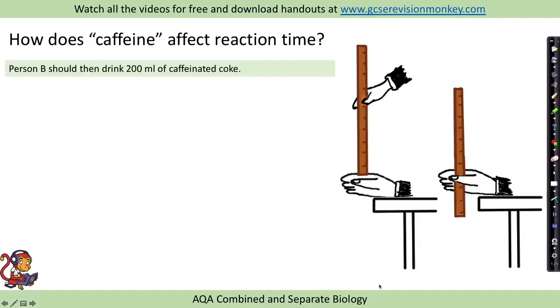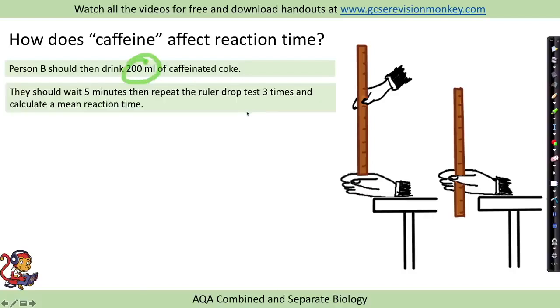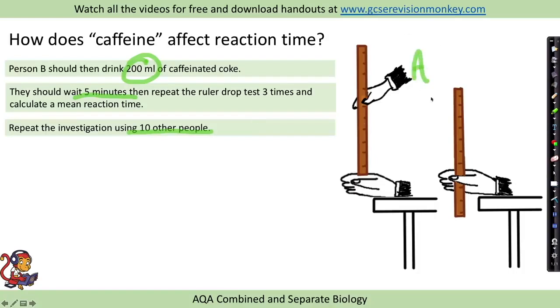So the next step, person B should then drink a set volume. It doesn't matter how much you put, but I've just suggested here 200 ml of caffeinated Coke. They should wait 5 minutes. Again, you should just suggest a sensible amount of time here, and then repeat the ruler drop test 3 times and calculate a mean reaction time. Repeat the investigation using 10 other people, so you could swap around so that person A and B swap around, and then find other people to repeat the investigation.